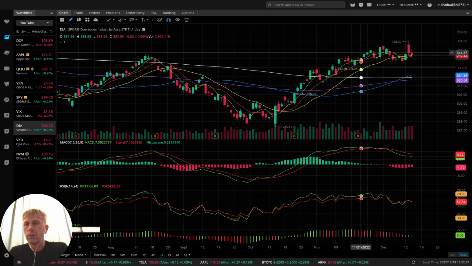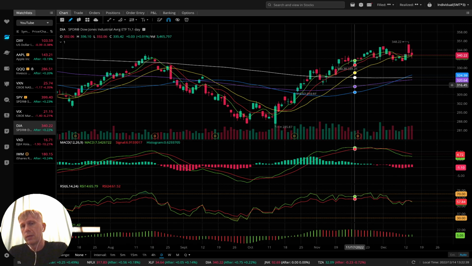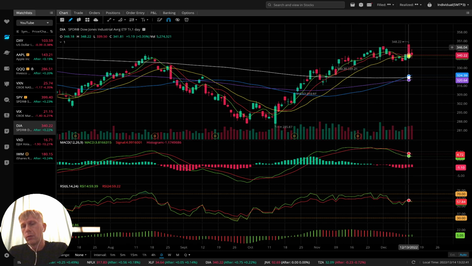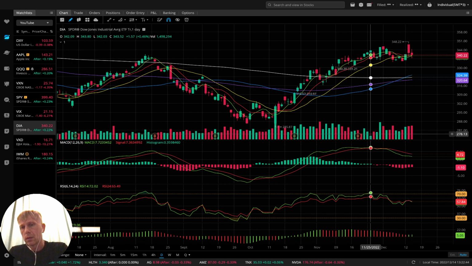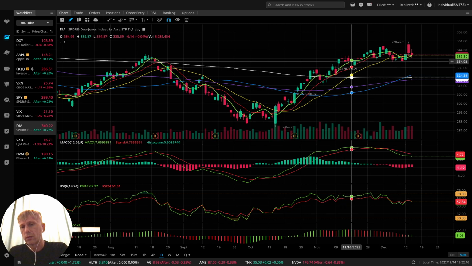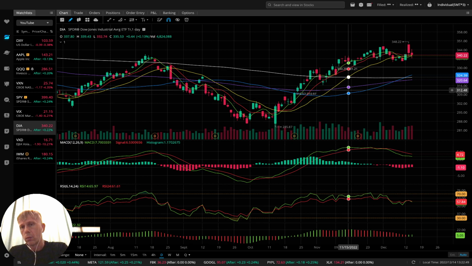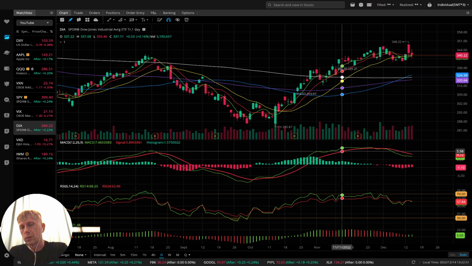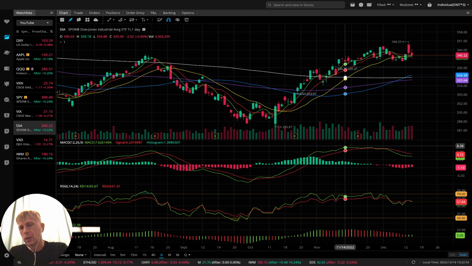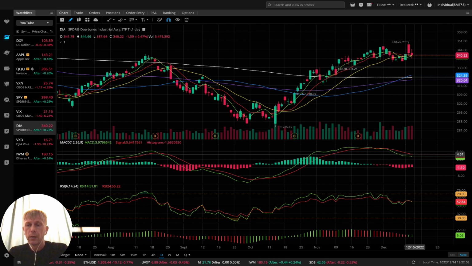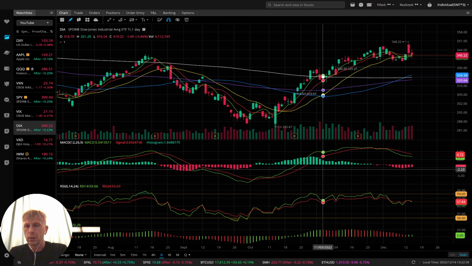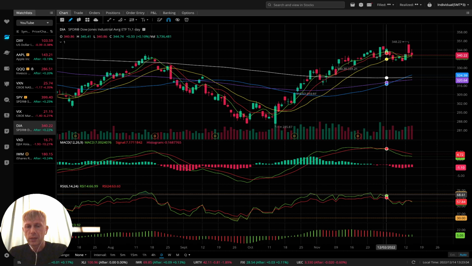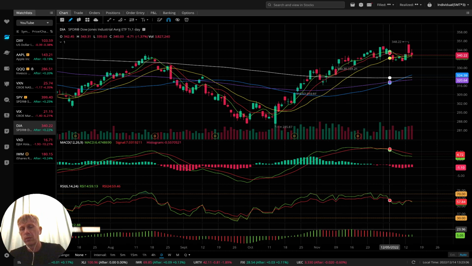1, 2, 3, 4 times it made new high in price. Actually a triple, yeah, from this point. 1, 2, 3, triple also. Triple bearish divergence. Triple bearish divergences on MACD, on histogram, on RSI, on awesome oscillator, multiple bearish divergences on all indicators.